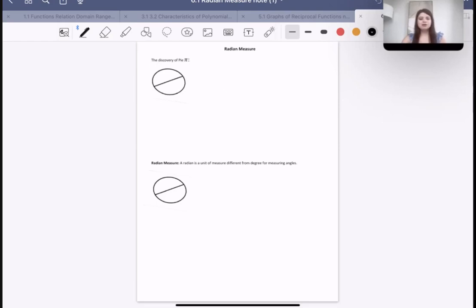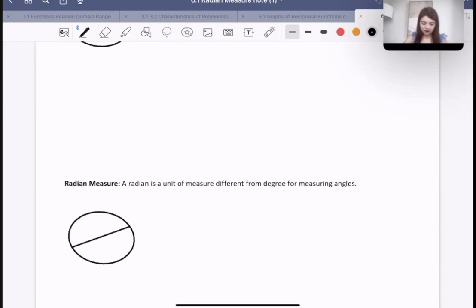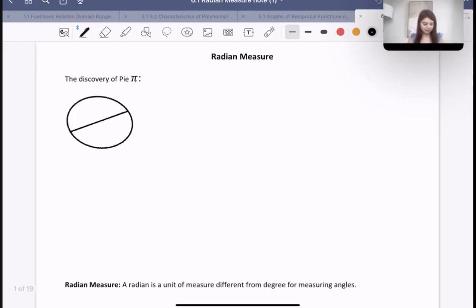Okay, so first of all, I want to talk about radian measure and what that means exactly. Whenever we're measuring an angle, so far we just use degrees, right? We use anywhere from 0 degrees up to 360 degrees, which is the full circle. However, when it comes to the radian measure, we're actually going to use something a bit different. So let's talk about the discovery of pi actually before we get into radian measure.